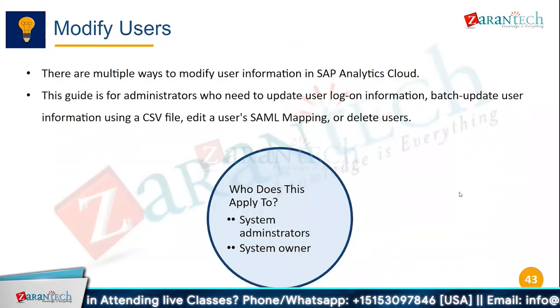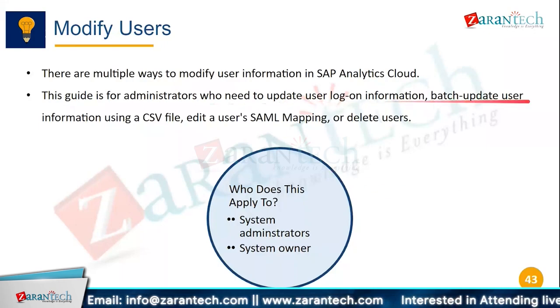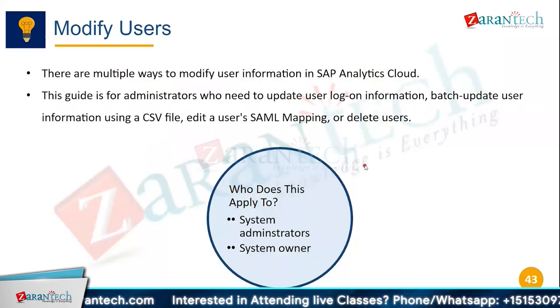Next we will see how to modify the user information. In case you have a requirement to modify user information at a certain point of time, we should see how it's done. There are multiple ways to modify user information within SAC. You can use batch update, where you re-upload a CSV file to update the users' information. You can also use the manual way, where we have seen the select option and the edit option. Who does this modification of users? Basically system administrators or system owners should be the only ones allowed to modify users.